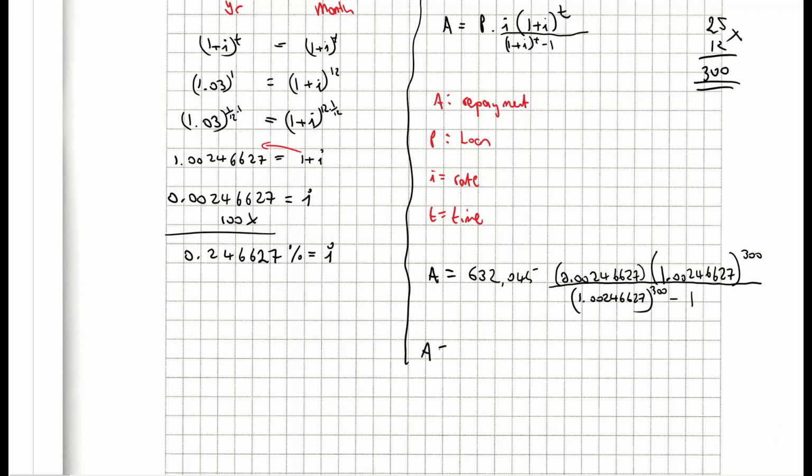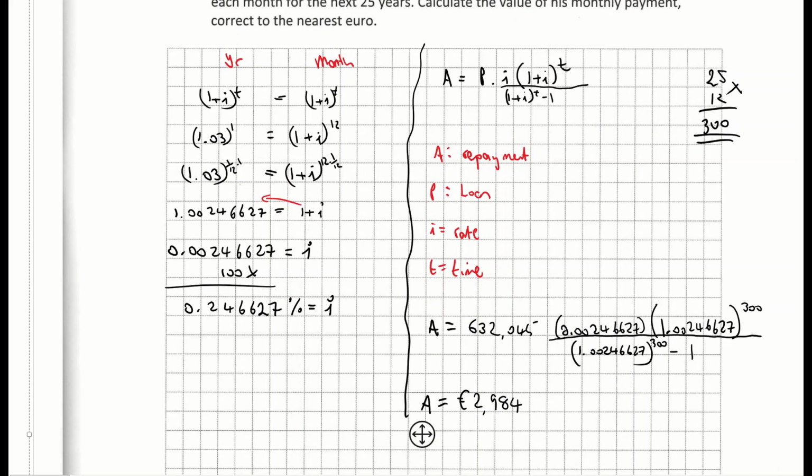Trust yourself now, going to your calculator. When we multiply that out, we get a repayment of, well, I'm getting anyway, €2,984. And the question did want it to the nearest euro. And that is question 8.